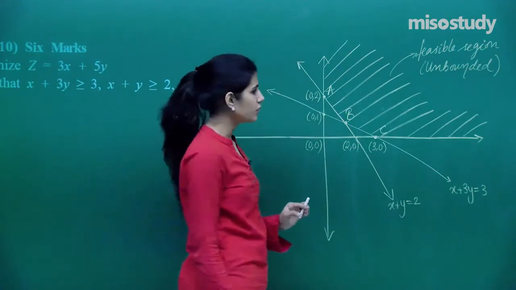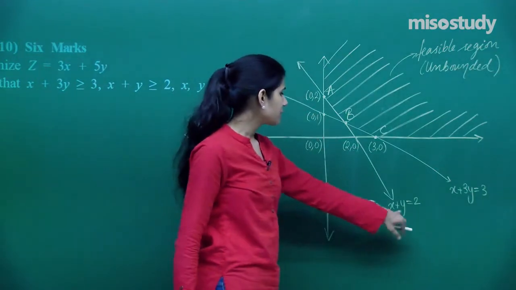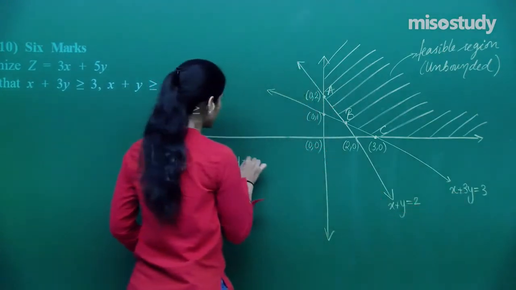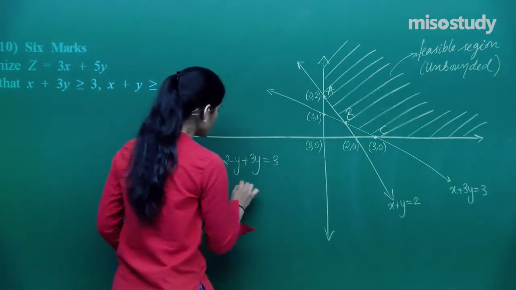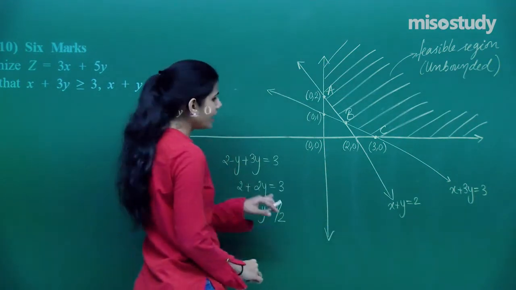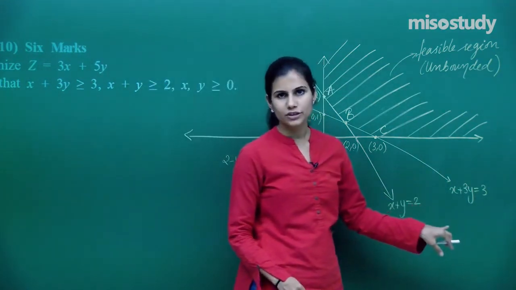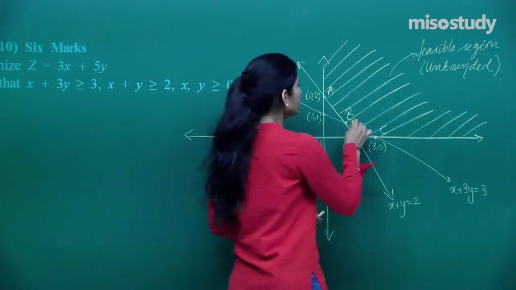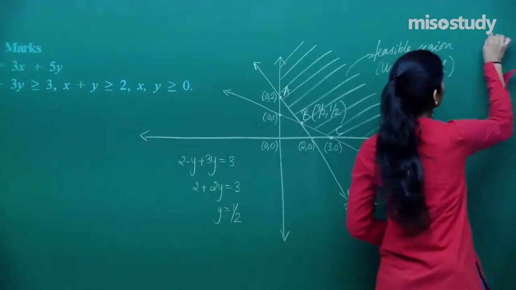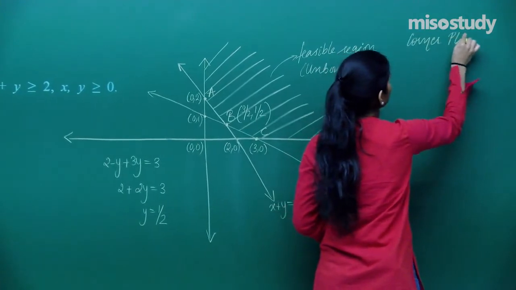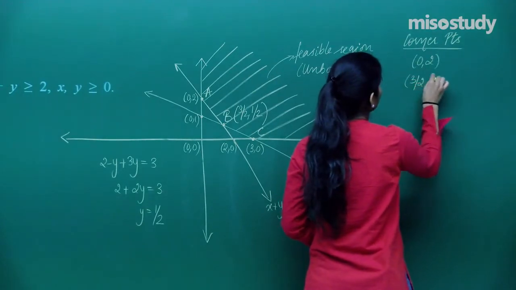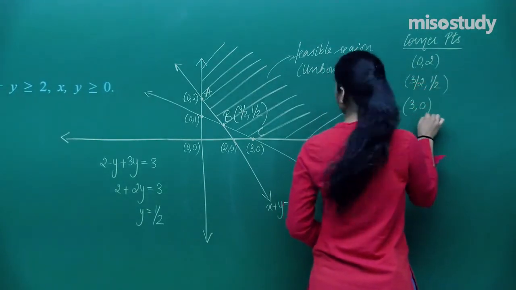What are the coordinates of point B? For that I will have to solve the equations of these two lines. x plus y is 2, so x is 2 minus y. You plug in here, 2 minus y plus 3y equals 3. So you get 2 plus 2y equals 3, y is 1 by 2. If y is 1 by 2, x is 2 minus 1 by 2, which is 4 minus 1, that is 3 by 2. So you get 3 by 2, comma 1 by 2. You have got the corner points with you. Corner points have come out to be 0 comma 2, 3 by 2 comma 1 by 2, and 3 comma 0.